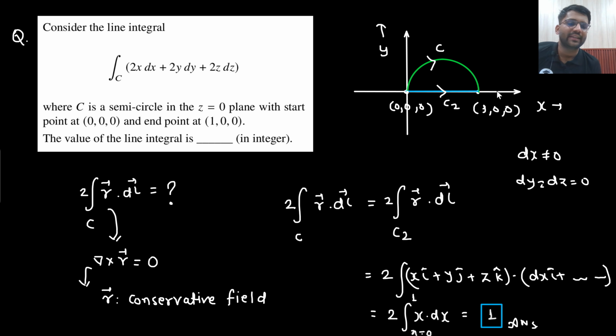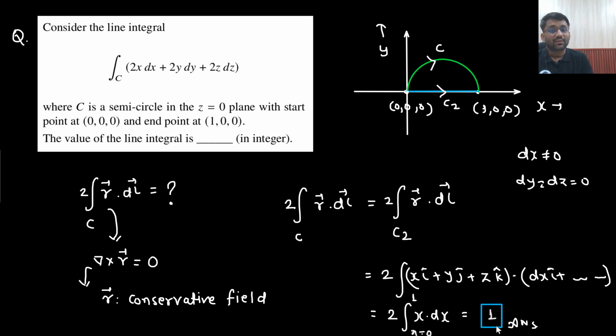So working on the path of C2 is very easy. Why is that so? Because, sir, x dx directly I am getting, with x going from 0 to 1. Okay, with x i cap, y j cap, z k cap. Here I don't even need to write down the equation of this line, because it is very straightforward. dy dz would be 0. x dx I will be getting. I know that x is moving from 0 to 1. Job done. So answer is coming out to be 1.